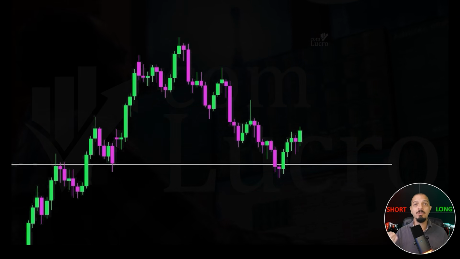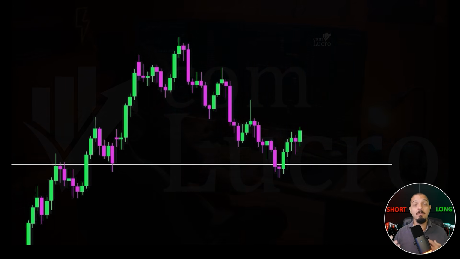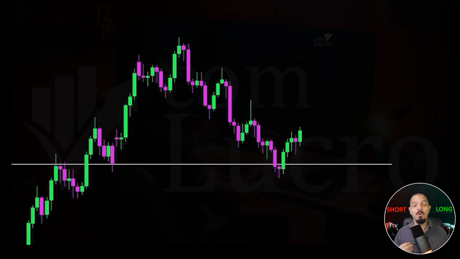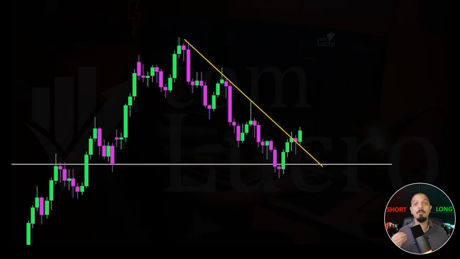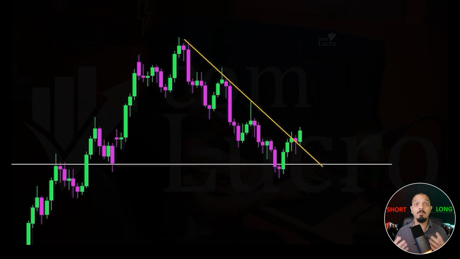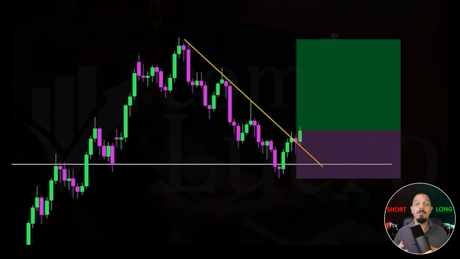After price returns to your demand zone, switch to the lower time frame. You'll often notice a short-term bearish correction, which represents the pullback from the higher time frame. Draw a trend line across the wicks with the most touches and wait for price to break above it. Once that breakout occurs, you can open a long position.